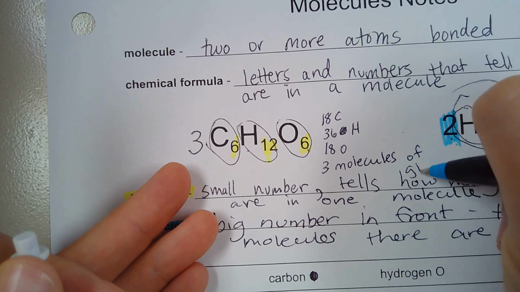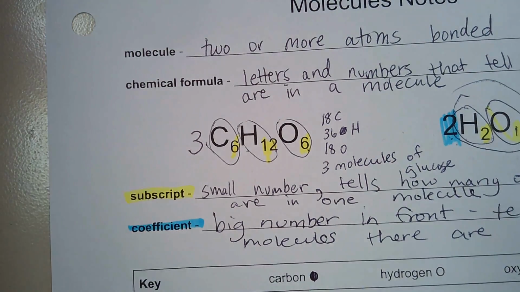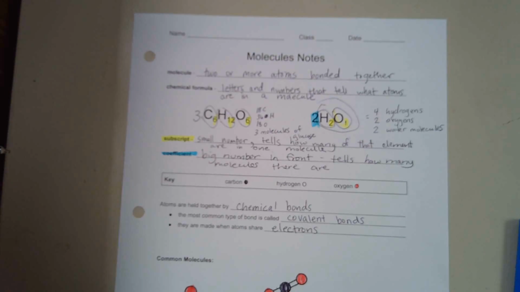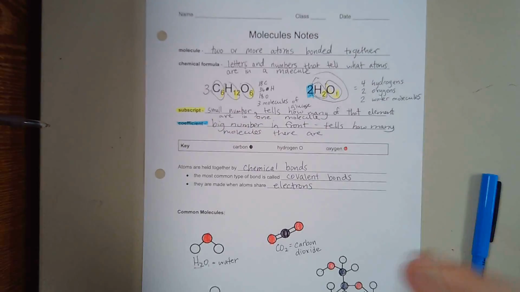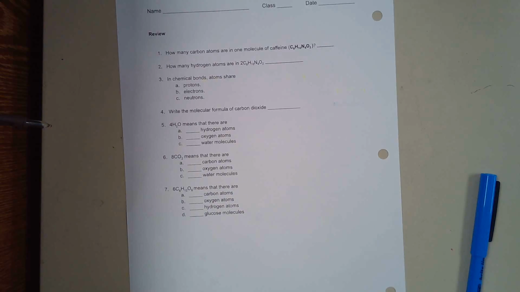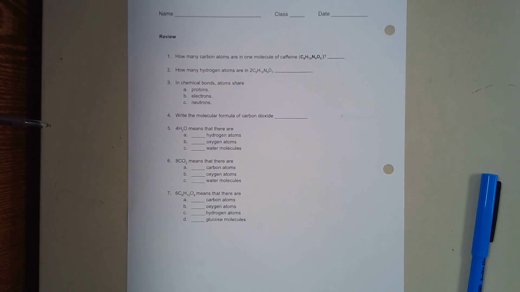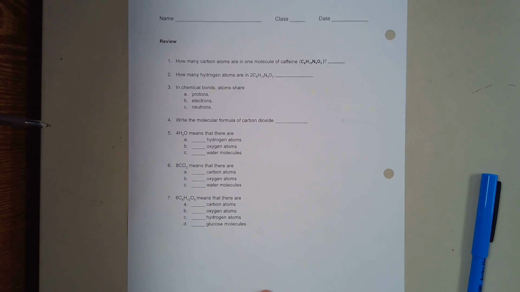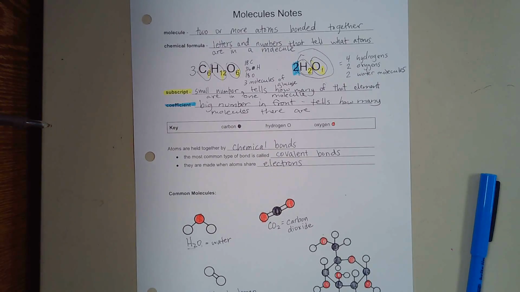And there are 3 molecules of glucose. Okay, so I did that because on the back of this paper there are some practice problems that go along with the lesson. So go ahead and try and get that done, and if you do it digitally, you can share it with me and I can check to see how you're doing. If you have any questions, let me know.